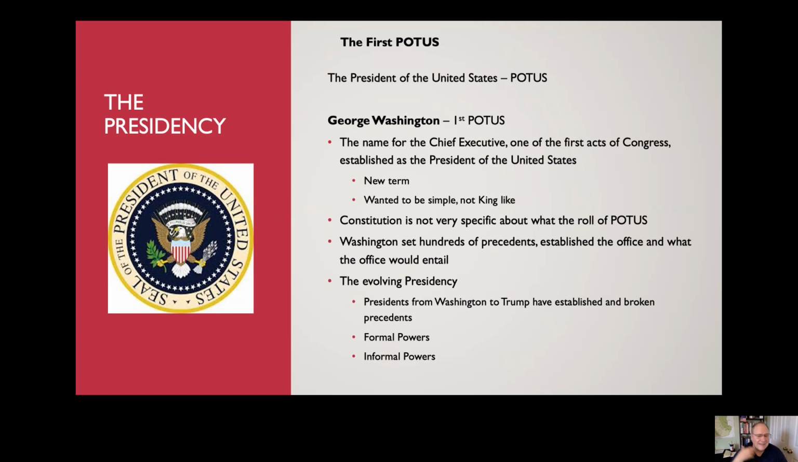So George Washington, everything that he did set a precedent. And we still look back to some of the things that George Washington did, and now say that those things are enshrined, not in law, but this is how things should work because George Washington did it first, and those precedents have carried all the way to this day. And this has obviously evolved over time. These precedents have been broken, but there's two real powers that the president has that we want to dive deeper into, and those are formal powers and informal powers.